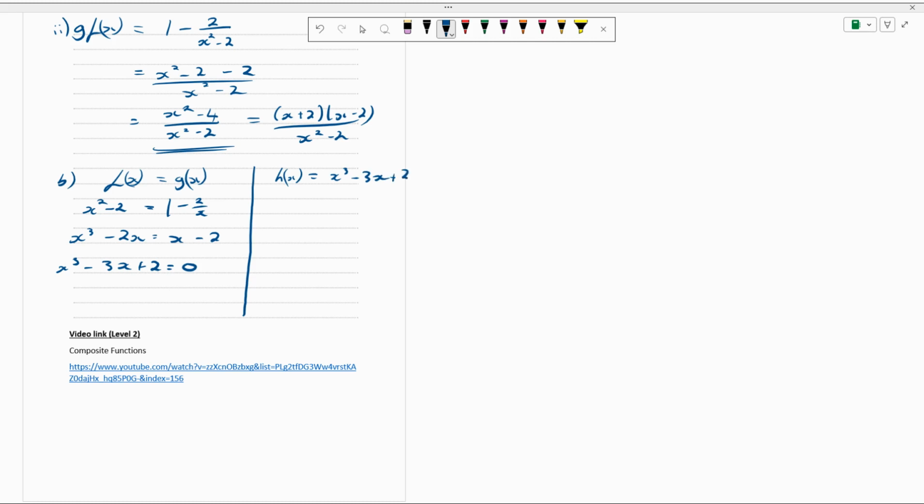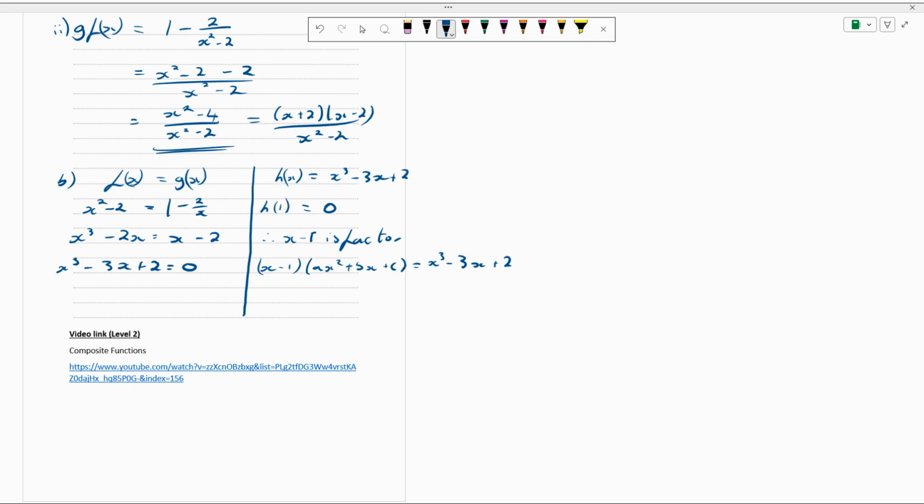I'm going to basically try and find a factor. So if I sub in 1 into my equation, I get 0, which means, therefore, x minus 1 is a factor. That's one of my brackets. So I've got x minus 1, and I should have some sort of quadratic, so ax squared plus bx plus c, and that should equal my cubic, sorry, not my quadratic.